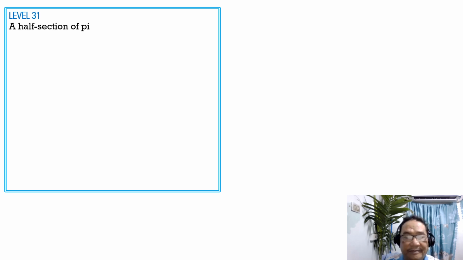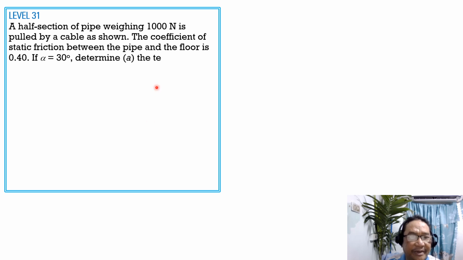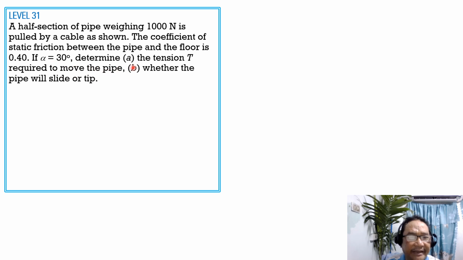Level 31 problem on friction. A half section of pipe weighing 1000 newtons is pulled by a cable as shown. The coefficient of static friction between the pipe and the floor is 0.4. If alpha is 30 degrees, determine letter A, the tension T required to move the pipe, and letter B, whether the pipe will slide or tip.